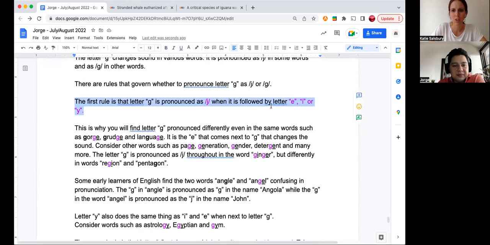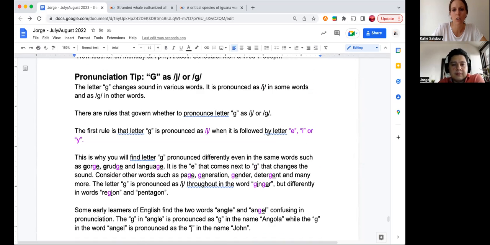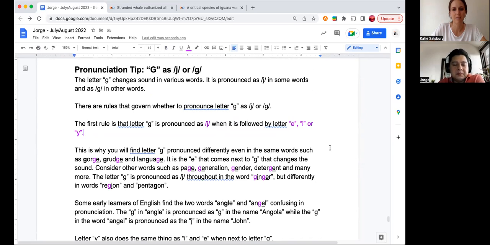So usually after an E, I, or Y it is pronounced as a J. And usually when it comes at the last letter of the word, it's pronounced as a G. And then if it's followed by any other letter, not one of these, then it's a G. Good. All right, great.